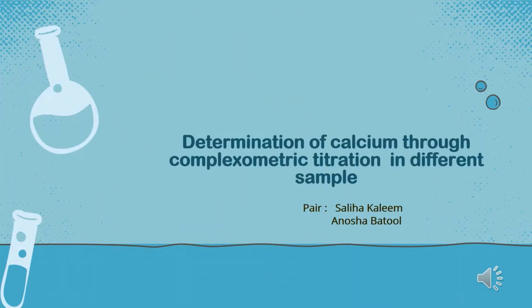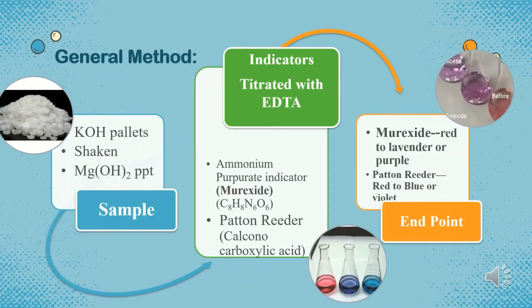So first we have determination of calcium in different samples, and for this we shall be performing complexometric titrations. So first of all, what are complexometric titrations? These are the volumetric analysis in which formation of a complex takes place. Okay, so here is a general method for a solution containing calcium and magnesium.